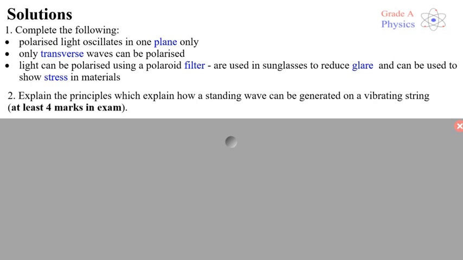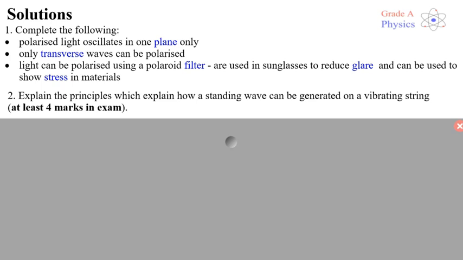Right, question one. So all we really need to know about polarization is what is it, which waves can be polarized, and maybe what it can be used for. So these are our basic notes. So polarized light oscillates in one plane only. This is what we mean by plane polarized. That could be vertical or horizontal.